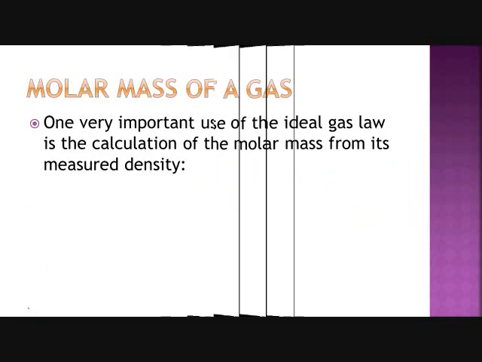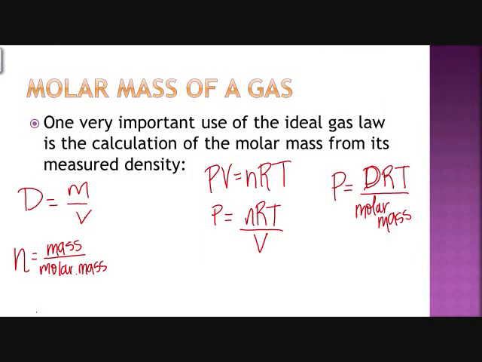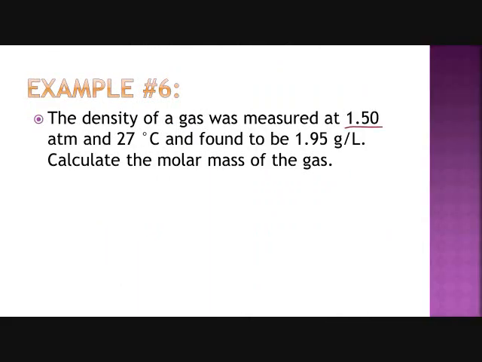So, for example 6, we're given a density of a gas. Good? Okay. So we're given density, we're given that the pressure is 1.5 atmospheres at 25 degrees Celsius, and the density is 1.95 grams per liter. I forgot to mention, density should be in grams per liter for gases if you're going to plug it into that equation, just to make sure that everything still works itself out. And we want to calculate the molar mass of the gas.